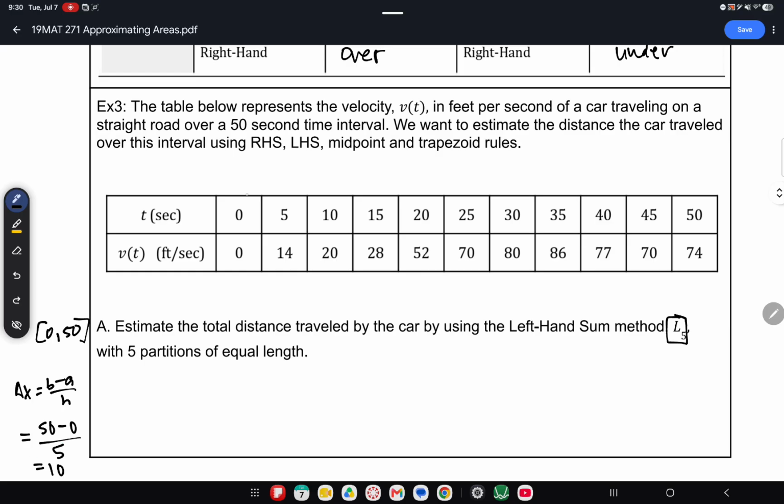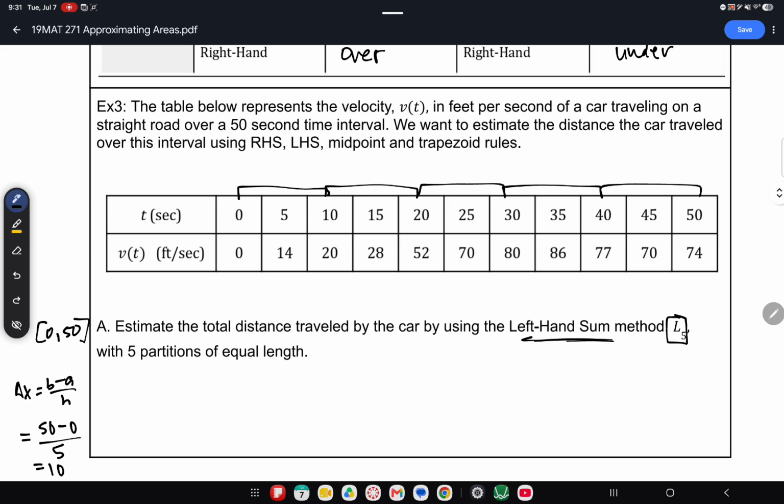So I'm going to draw little rectangles here on my table. From 0 to 10, we'll make one rectangle. From 10 to 20, 20 to 30, 30 to 40, 40 to 50. And then I always check, make sure there's 5. 1, 2, 3, 4, 5. So we're good there. And we want to do the left sum.